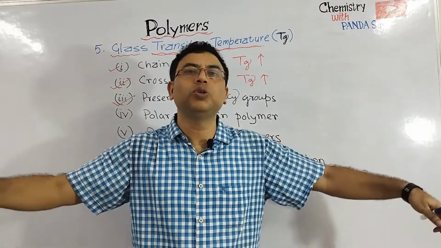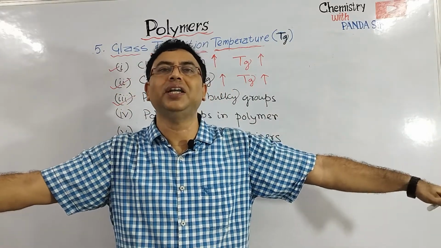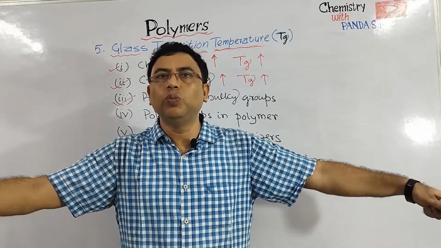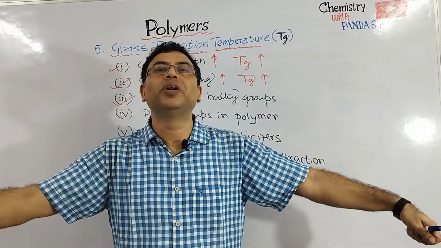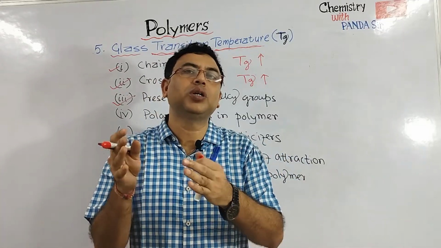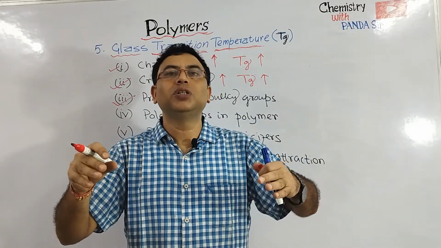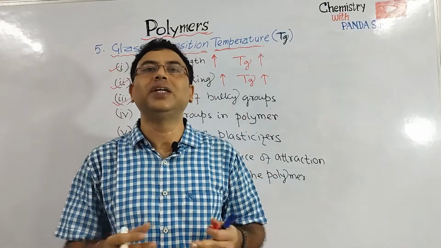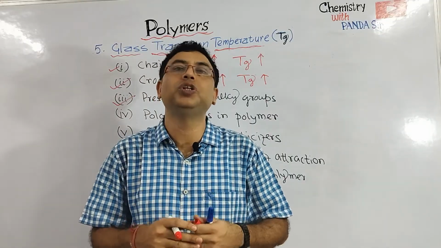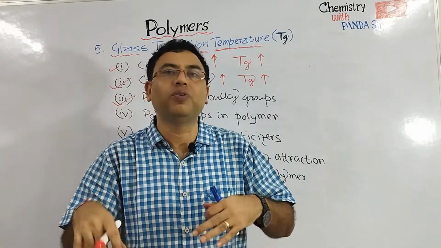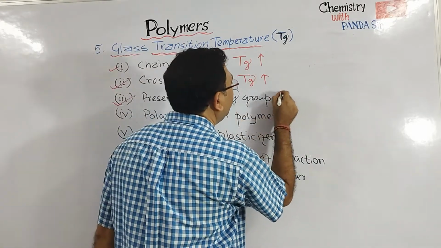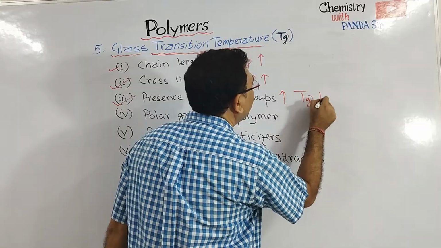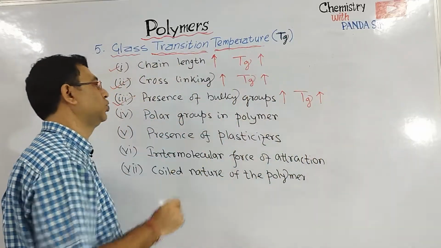You think about your two hands as a polymer chain. Now if I give you a load on your hands, it means to move we need more energy. Similar to the polymer chain: if the polymer chain contains any bulky group, let's say phenyl group or benzene group, it requires more energy for the movement. So the higher the presence of bulky groups, the Tg value will also increase.